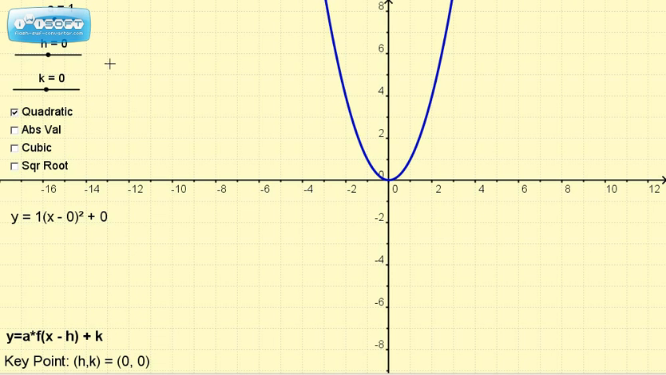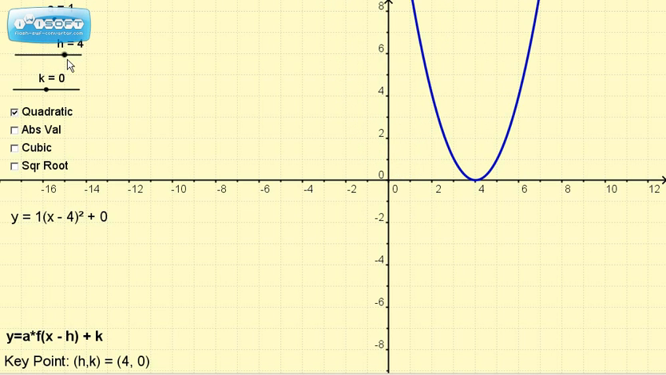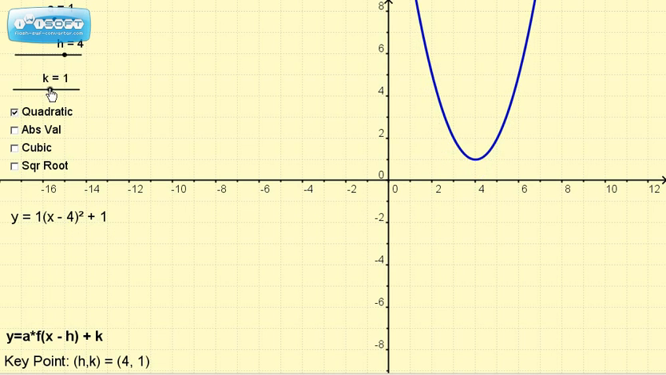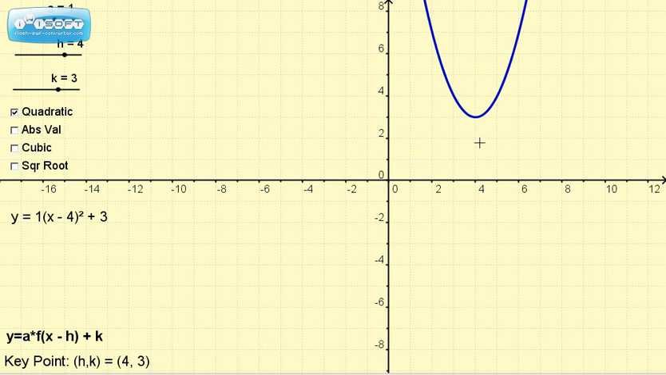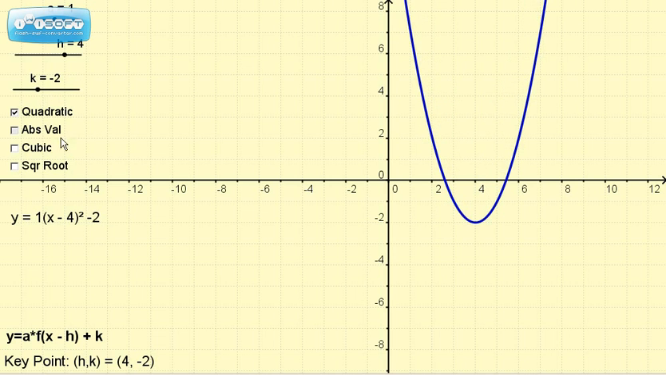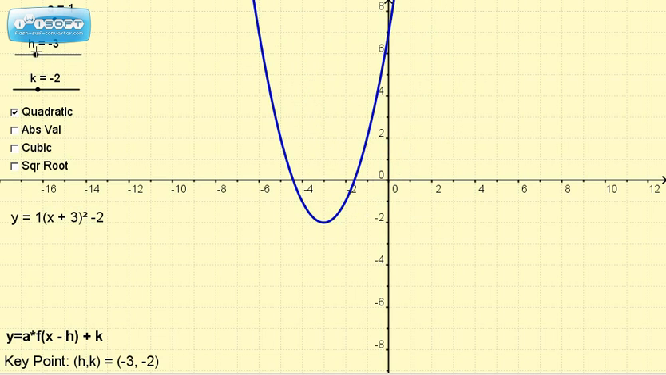So remember with the quadratic, if I move my vertex to the right, x minus 4 in parentheses would move this 4 units to the right. And if I add, say, a 3 on the outside, that moves it 3 units up. Remember to move it down, I just need to subtract on the outside of that square, so say minus 2. And to move it to the left, just need to add inside that parenthesis, so plus 3.